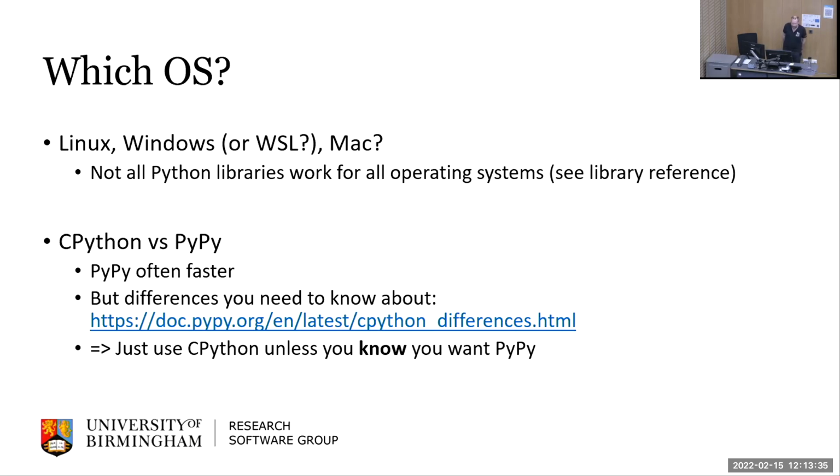And somewhat ironically, the Python implementation of Python is often significantly faster than the C implementation of Python. It's partly because they've made some different design decisions around things like garbage collection strategies. If you think that you might be able to benefit from that, go and have a look at that link, which tells you the differences. But fundamentally, unless you really know you want to use PyPy, just use CPython. Don't be lured in by the community who say PyPy is best.